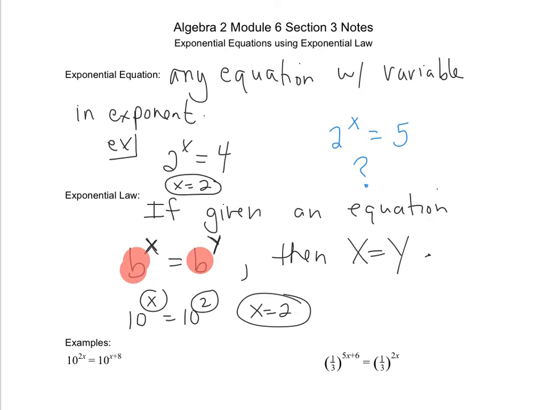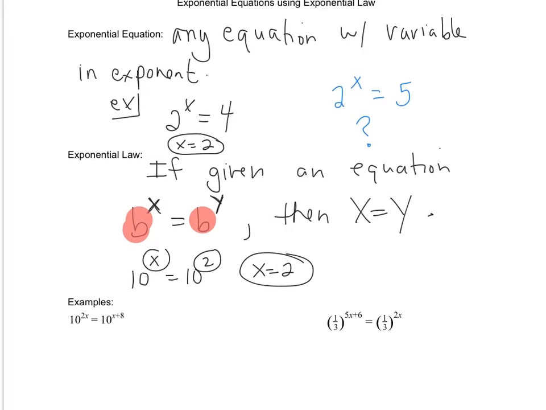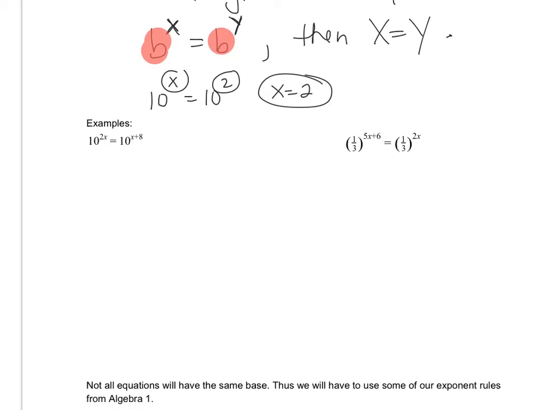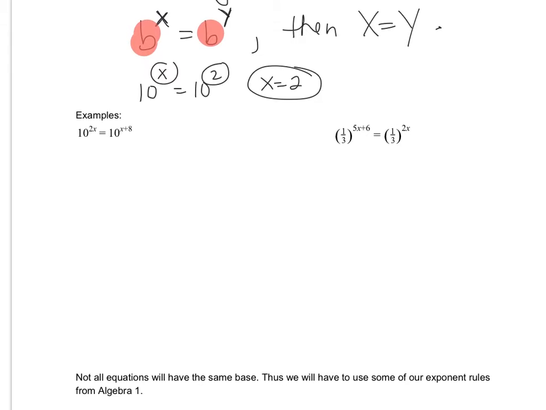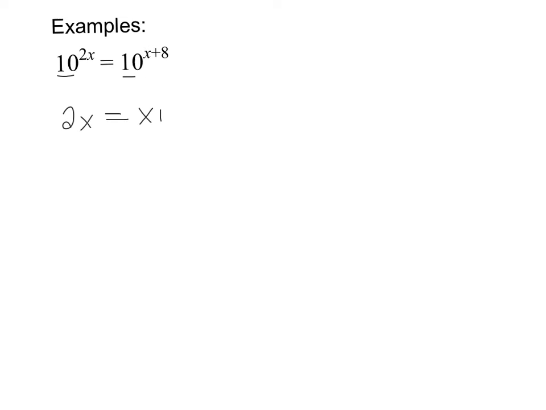Now we will do a lot of examples where they are equal, and we'll do other examples where they are not equal. So let's look at a couple examples here. The first one says we have 10 to the 2x equals 10 to the x plus 8. Now the first question is, do these have the same base? They do. They both have a base of 10. So since their bases are the same, we can just set their exponents equal. The exponent in the first one is 2x, and the exponent in the second one is x plus 8. So we are left with the equation 2x equals x plus 8.